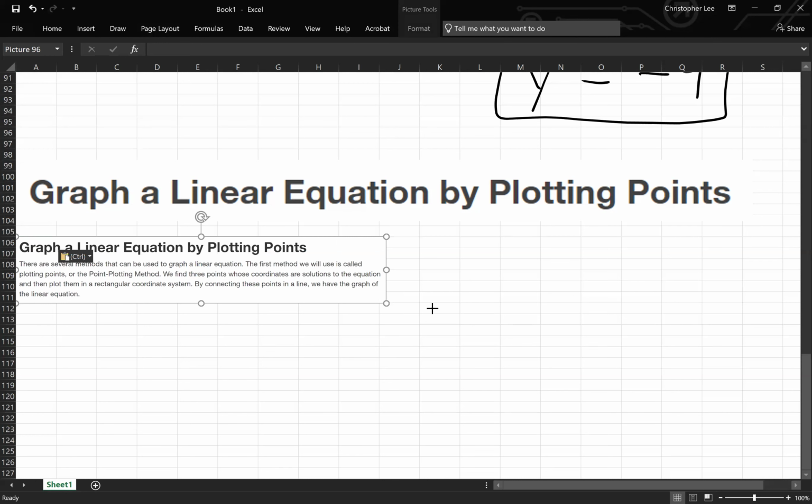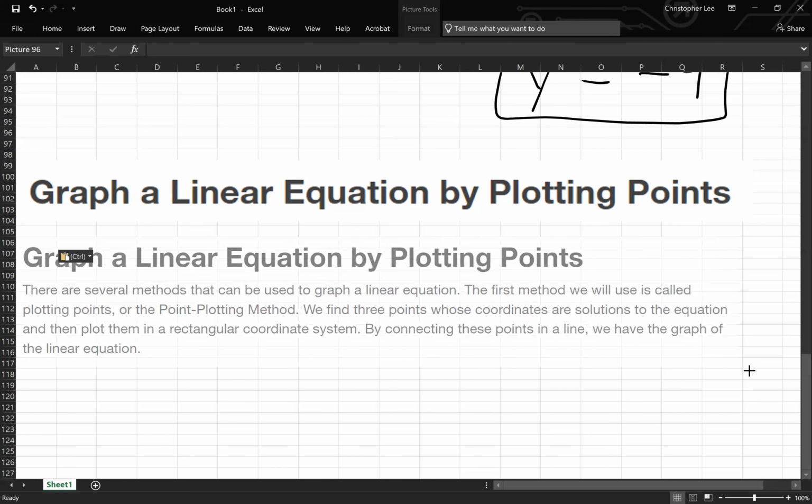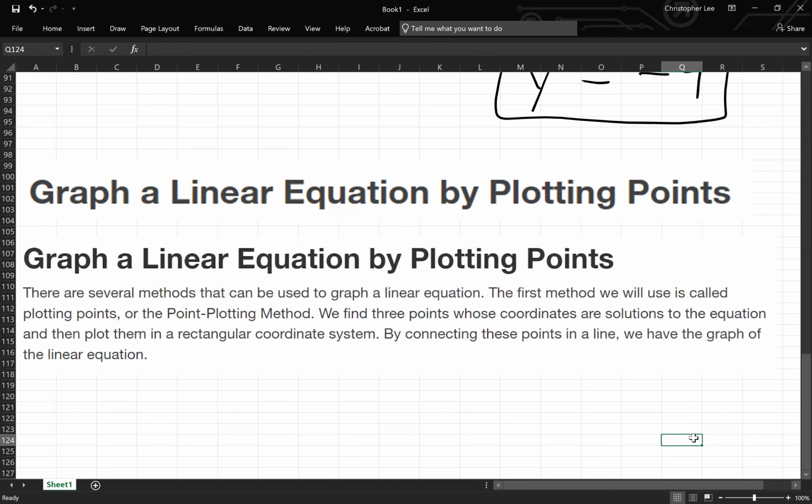So we're going to graph a linear equation by plotting points. There are several methods that could be used to graph a linear equation. The first method we will use is called plotting points, or the point plotting method. We find 3 points whose coordinates are solutions to the equation and then plot them in a rectangular coordinate system, the X and Y plane. And then by connecting these points, we'll form a line, and we have the graph of a linear equation. Not too complicated, kind of simple. Let's look at it.